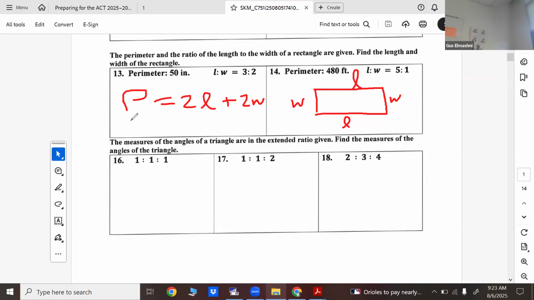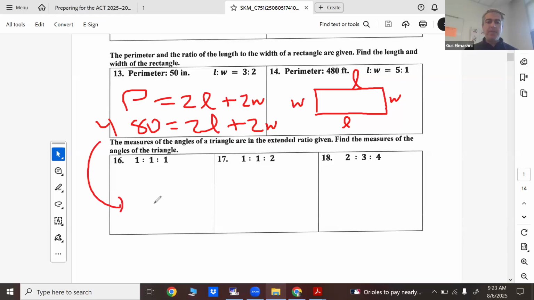Okay, good. 480. 480 equals 2L plus 2W. Great. Awesome. Before I go any further, can this equation be simplified? How? Divide everything by 2. So it's the same thing as saying this now, right?